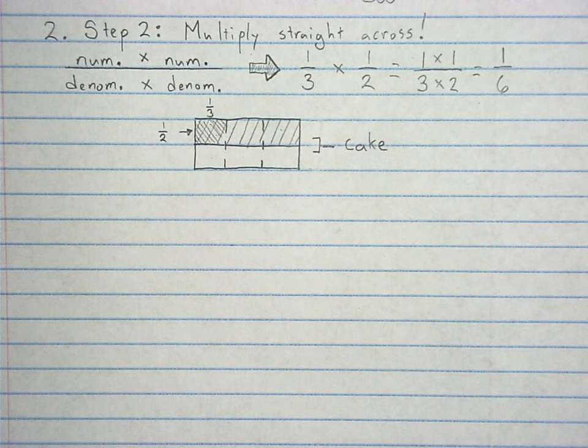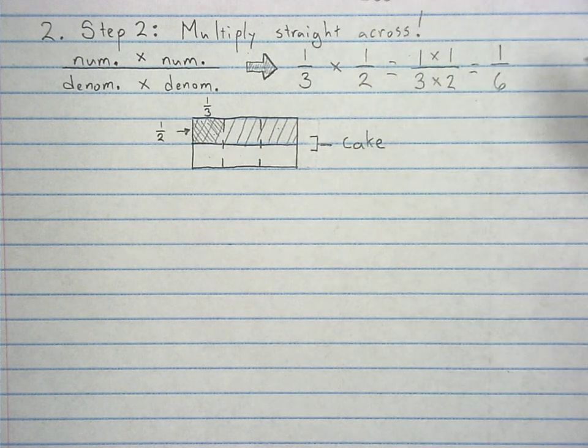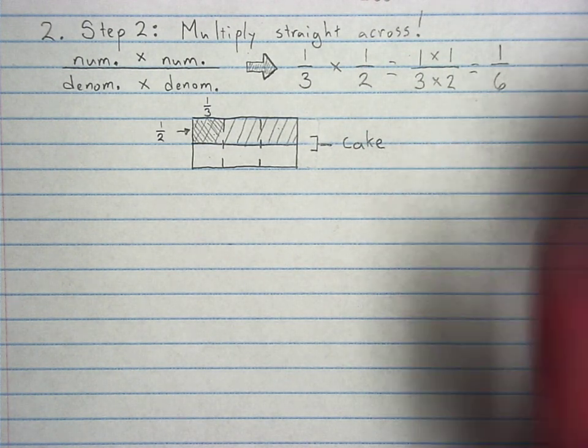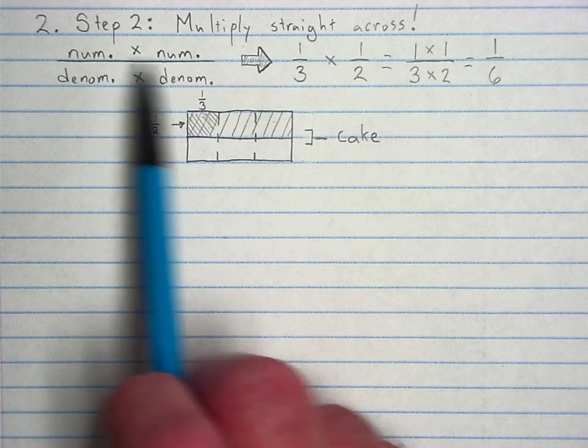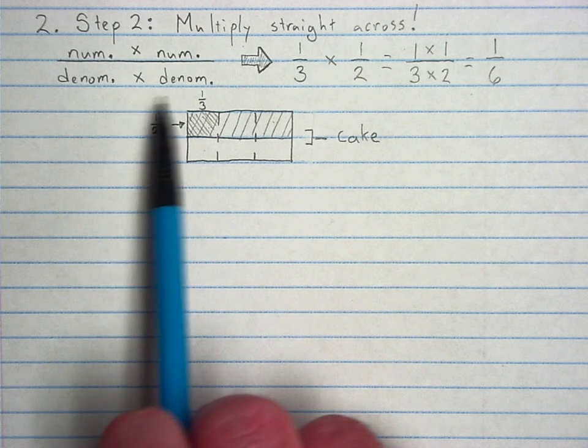Now, this is just a visual to show you what's happening, why we're getting to this. This idea of multiplying. It's kind of like the area models that we were using before. For the most part, all you need to be able to do, number times number, numerator times numerator, denominator times denominator.